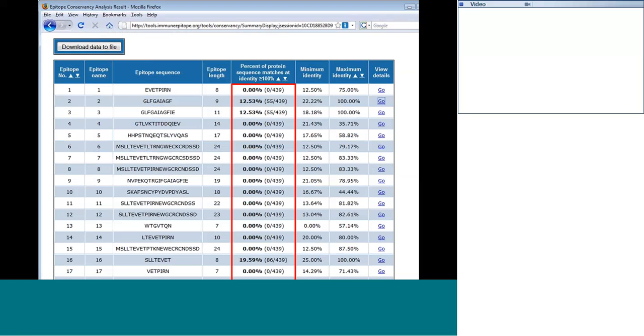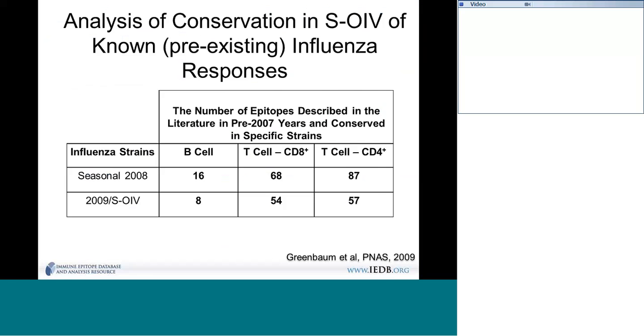And then essentially you get this kind of output where, for each of the peptides, you get the degree of conservation of it, and essentially that summarizes that we compared the 2009 pandemic strain, which at that point was called swine origin influenza virus, now it's typically 2009 H1N1 pandemic strain. And we compared that to the seasonal strain of the previous year that circulated in 2008. And we asked, okay, in 2008, looking at all the epitopes doing this comparison, 16 of the B-cell epitopes that are in the IEDB are conserved in that seasonal strain.